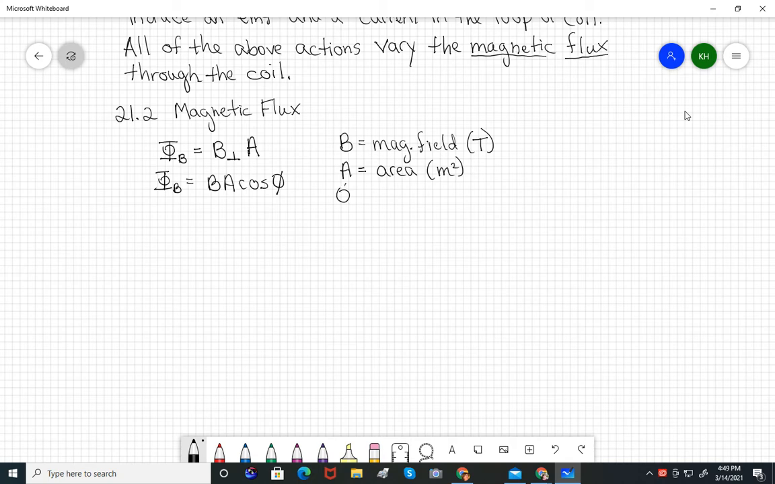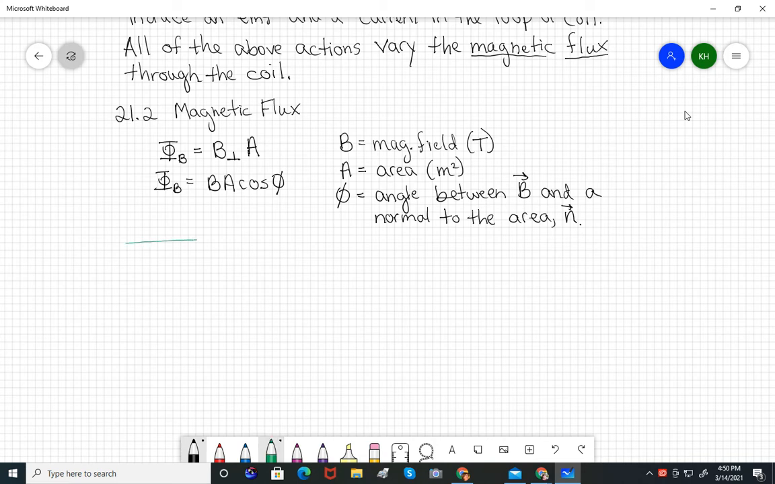And here's the important part. Phi is the angle between the magnetic field and a normal to the area. We can think of that normal as being a vector representing the direction of the area. We don't really think of area having a direction. So let's look at what that might look like.